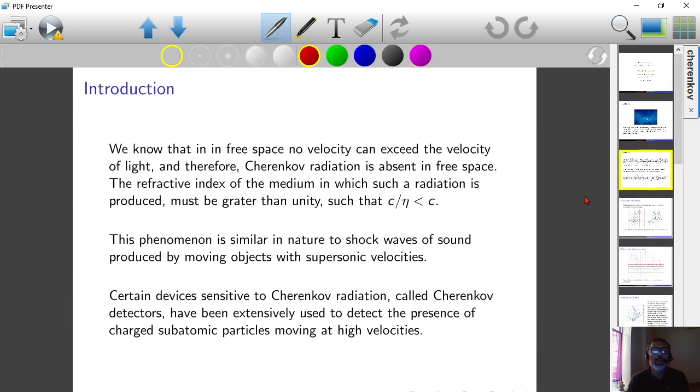We know that in free space no velocity can exceed the velocity of light, and therefore Cherenkov radiation is absent in free space. The refractive index of the medium in which such a radiation is produced must be greater than unity, such that c/eta is less than c.